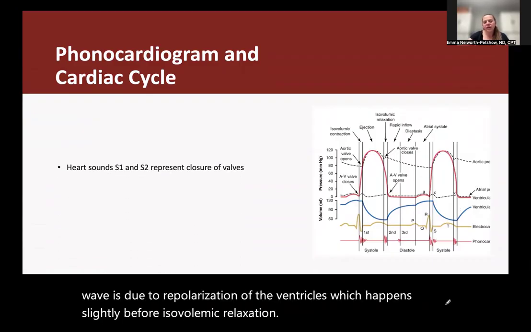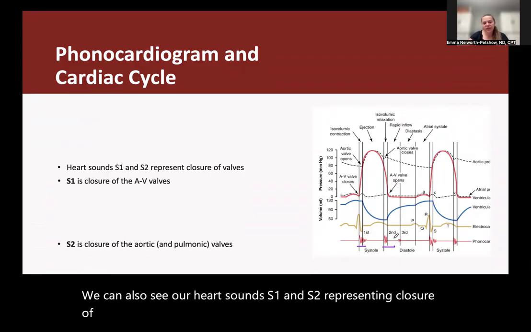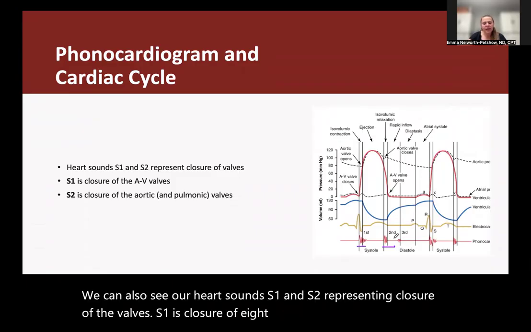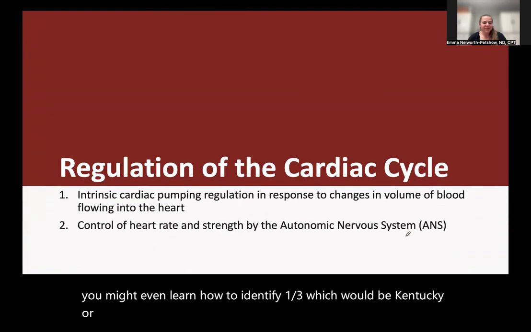We can also see our heart sounds, S1 and S2, representing closure of the valves. S1 is closure of AV, S2 is closure of pulmonic, and you might even learn how to identify a third, which would be Kentucky, or a fourth, Tennessee.